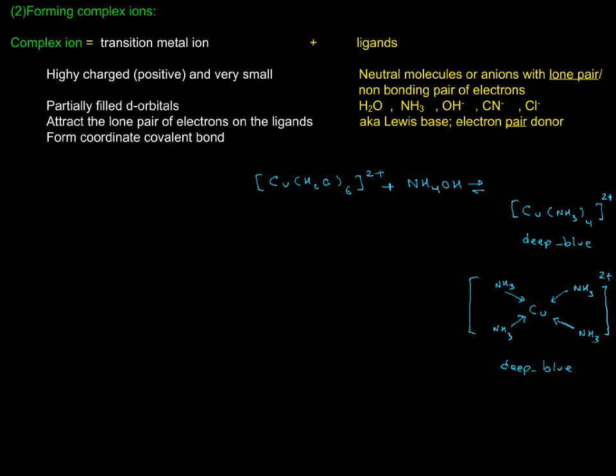What I can also do is replace water with chloride. So I'm going to take this copper mixed with water and just add concentrated hydrochloric acid to it. If you do that, the chloride is going to replace the ligands. You will form CuCl4. Now, if this was copper 2 plus, remember chloride is 1 minus. You have 4 minuses plus 2 plus, so that will give you an overall charge of 2 minus.